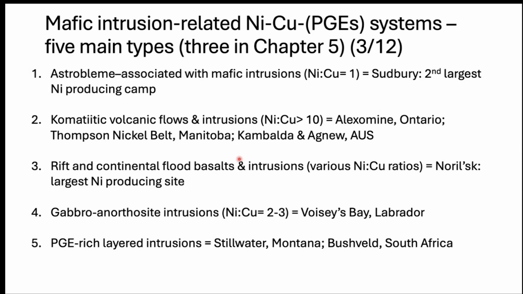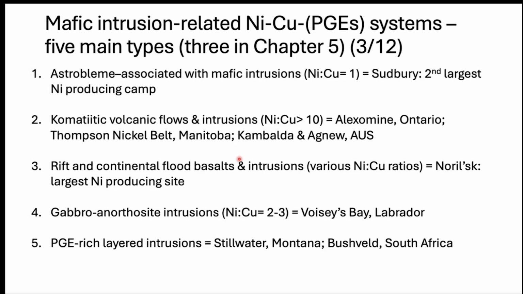Then we have gabbro and anorthosite intrusions where nickel-copper ratios are more like 2 to 3. Voisey's Bay in Labrador is a good example of that. Voisey's Bay is a very interesting deposit. It was found, so it's a nickel-copper PGE deposit.